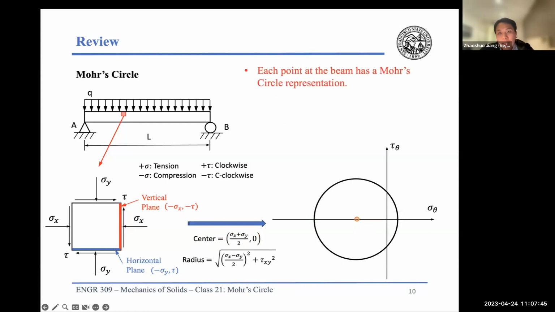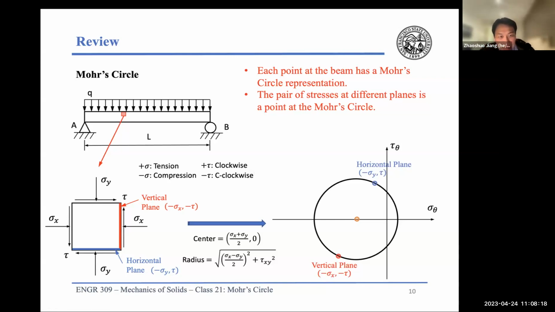And just keep in mind, each point along the beam has a Mohr circle to represent all the stresses on that particular point. With the small physical cube, if you take that point of interest out and look at any of those different planes, the pair of stresses on that particular plane is one point on the Mohr circle. Using this as an example, the vertical plane and horizontal plane can be represented by two points, showing the stresses on those two planes.